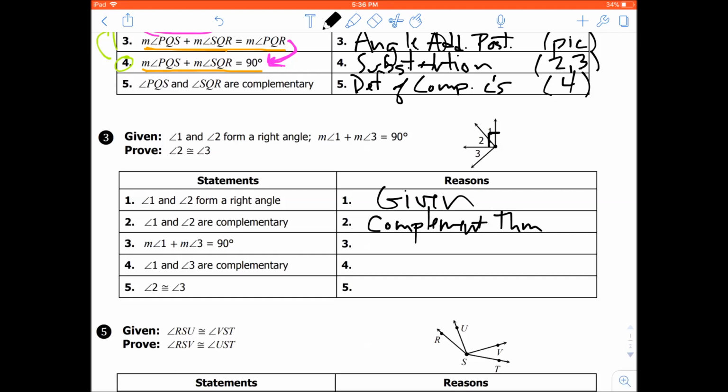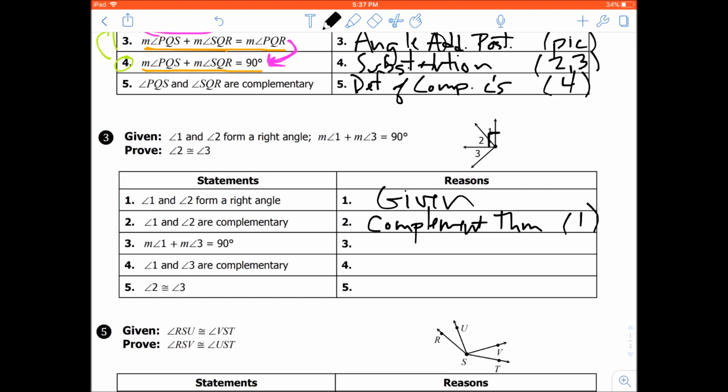So you just have to have that chart in front of you. As you get more comfortable with using these, they will become much easier. So the complement theorem, that is statement number, or we looked back at statement number 1 to get here. Now, how do we know measure of angle 1 and measure of angle 3 equal 90?